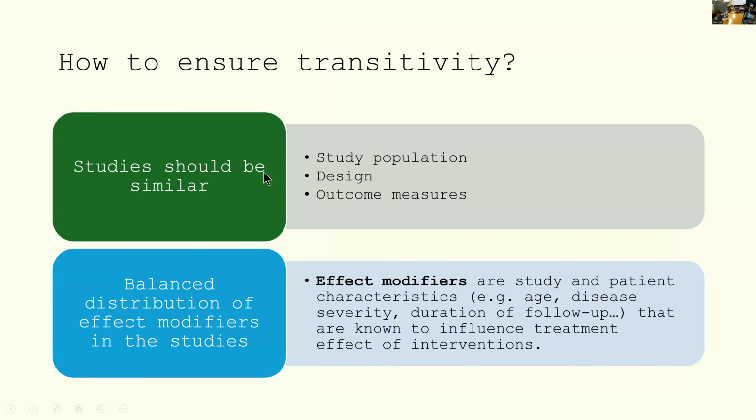So how do you ensure transitivity? So first of all, your studies should be similar. The baseline characteristics of the patients in each of the studies in the network should be similar. Second, the way you have designed the study should also be similar. Then third, the outcome measures that you have chosen for your study should also be similar. And there should be a balanced distribution of effect modifiers. What is an effect modifier? It's basically any study characteristic which can actually affect the study effect. And that should be similar in all the studies.